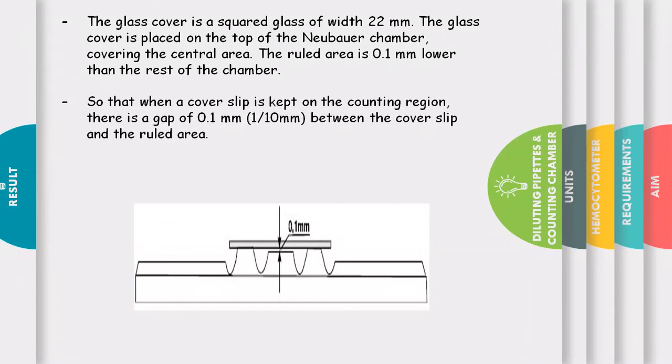So when a cover slip is kept on the counting region, there is a gap of 0.1 mm, or 1/10 mm, between the cover slip and the ruled area. Now see in the diagram, this is the cover slip, okay. This is the Neubauer's chamber, okay, and the gap between the cover slip and the Neubauer's chamber is 0.1 millimeter or 1/10 millimeter.